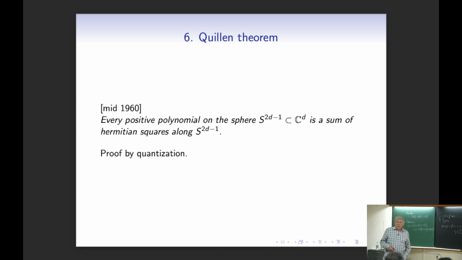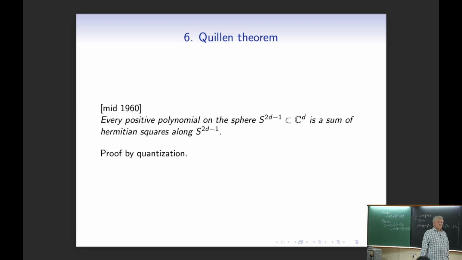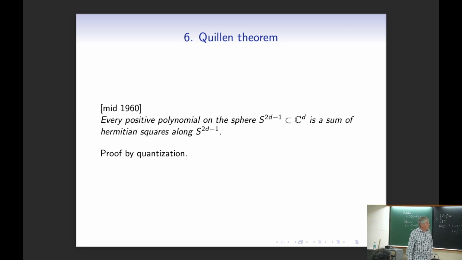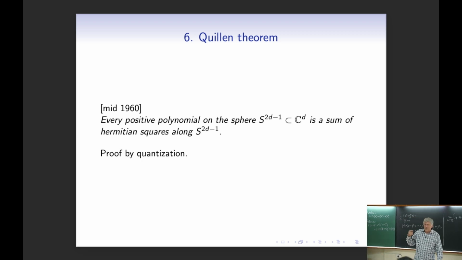And here comes Quillen, in the direction of Crane and Bochner. On the sphere in Hermitian space, every positive polynomial is a sum of Hermitian squares. So I can write a polynomial not as a sum of squares, as we discussed, on this algebraic variety, homogeneous by the way, but as a sum of Hermitian squares. So that was rather surprising.